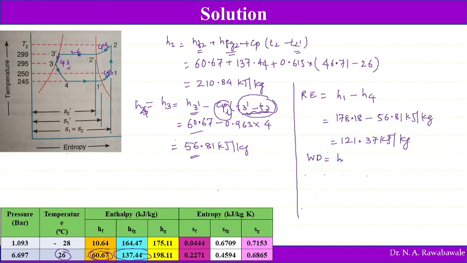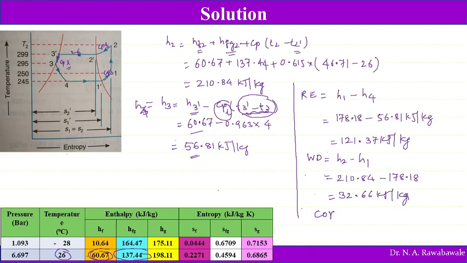Then the work done, which is nothing but H2 minus H1. The H2 value we know, that is 210.84, minus the H1 value we know, that is 178.18. So 210.84 minus 178.18 is 32.66 kilojoules per kg. So this is the second thing.